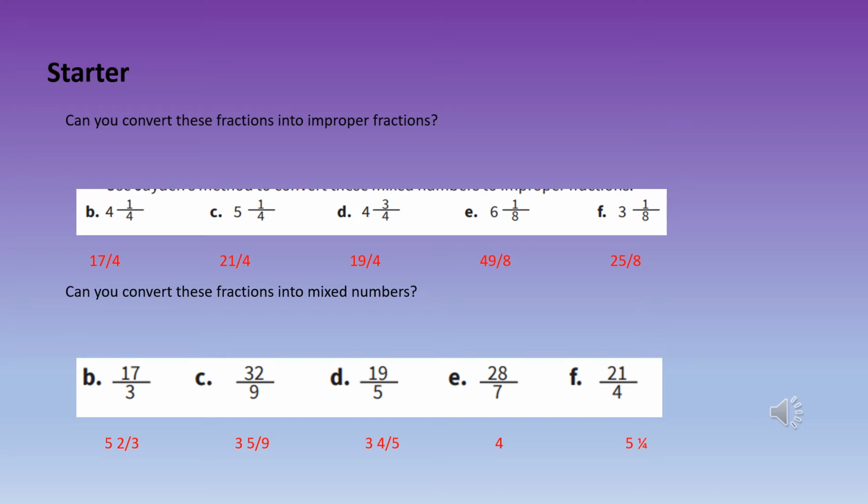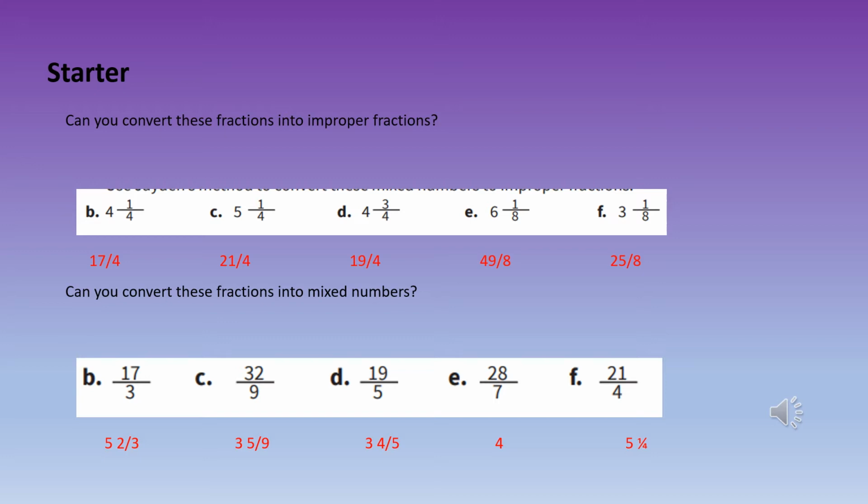The first thing you need to do is times the whole by the denominator. So this will be 4 times 4. 4 times 4 is 16. You then need to add that to the numerator, which is 1. So 16 add 1 equals 17. Your answer would be 17 over 4, 17 fourths.